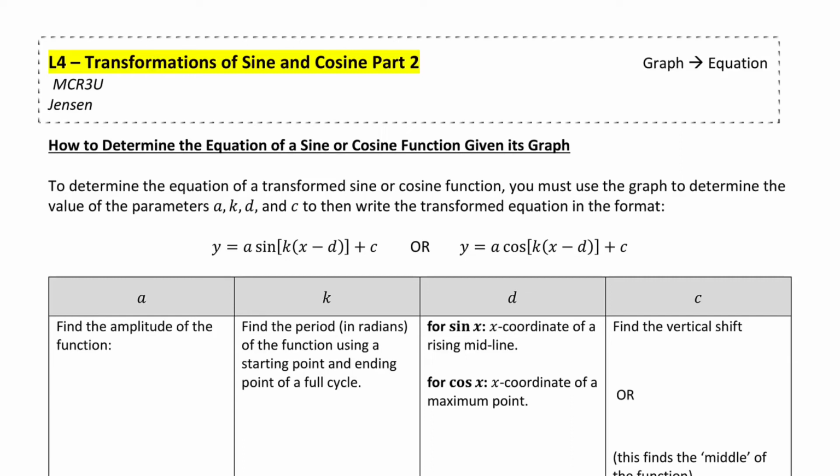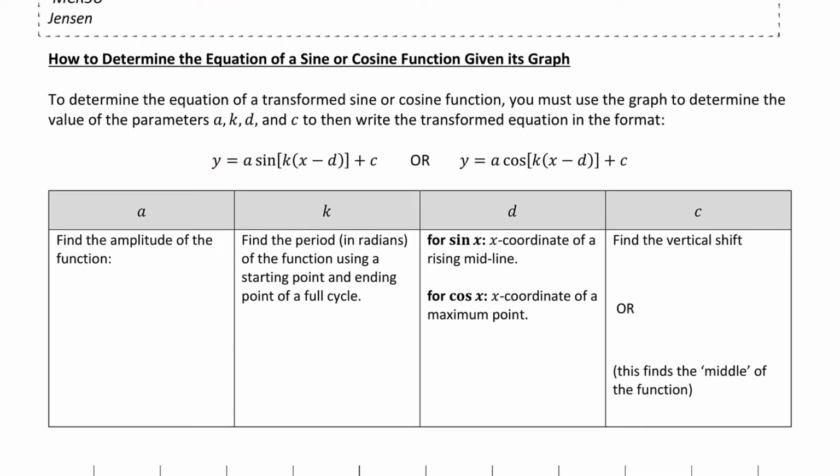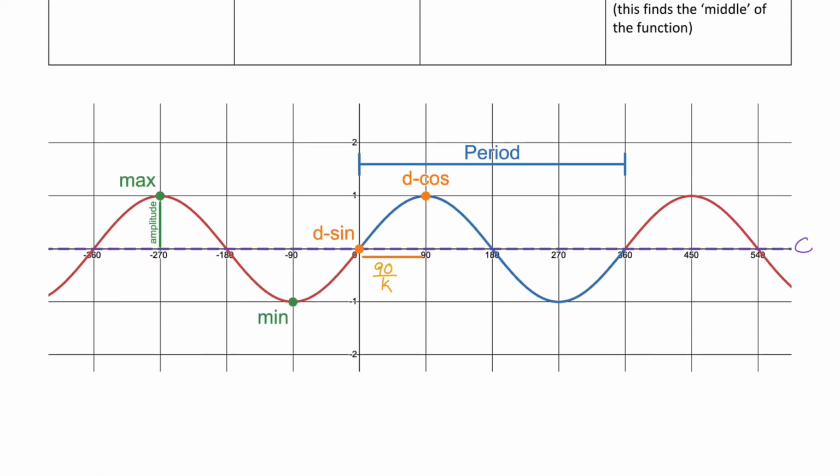Here's the second lesson on transformations of sine and cosine functions. In this lesson, I'll give you the graph of a sinusoidal wave, and I'll teach you how to write its equation as both a transformed sine and transformed cosine function. And we can do that if we can figure out the a, k, d, and c parameters that transform the function.